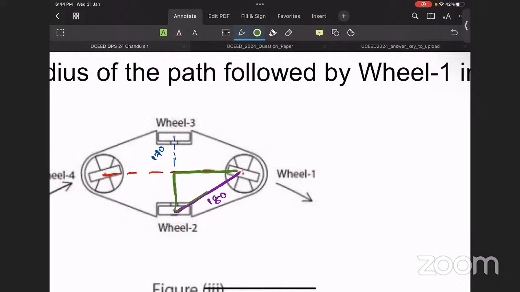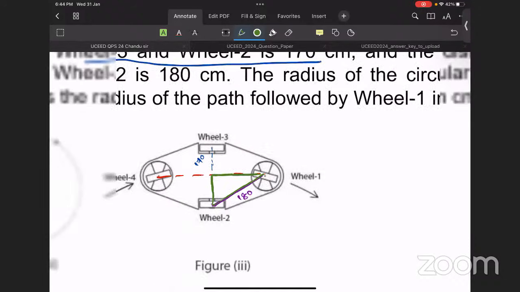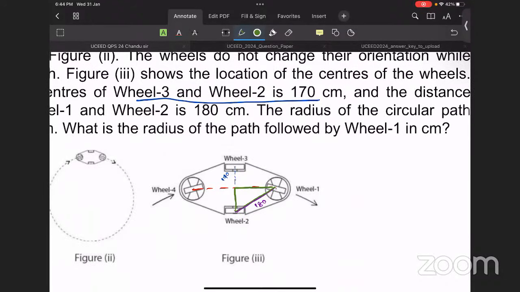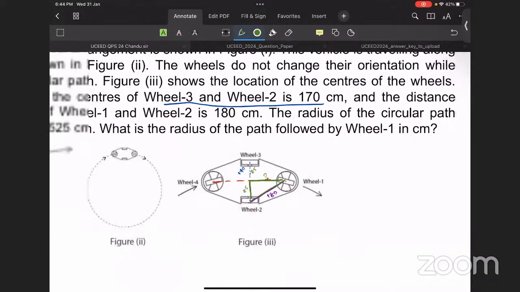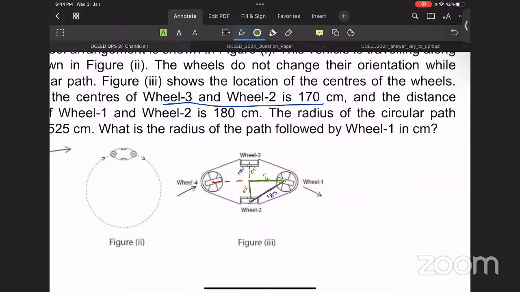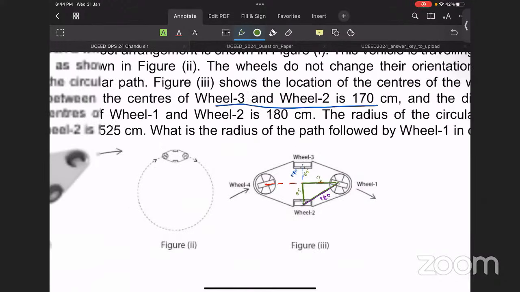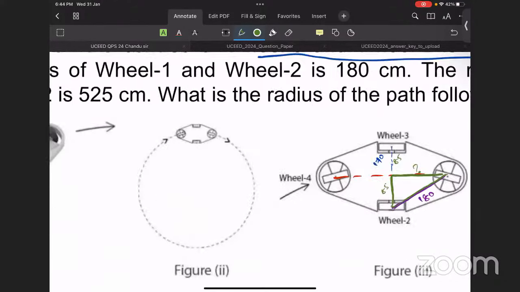This is having some serious implications in this question. We know that this is 170, so here it is 85, and here it is 85. I'm unknown about this particular distance. Okay, keep that figure there. Now coming to this figure.